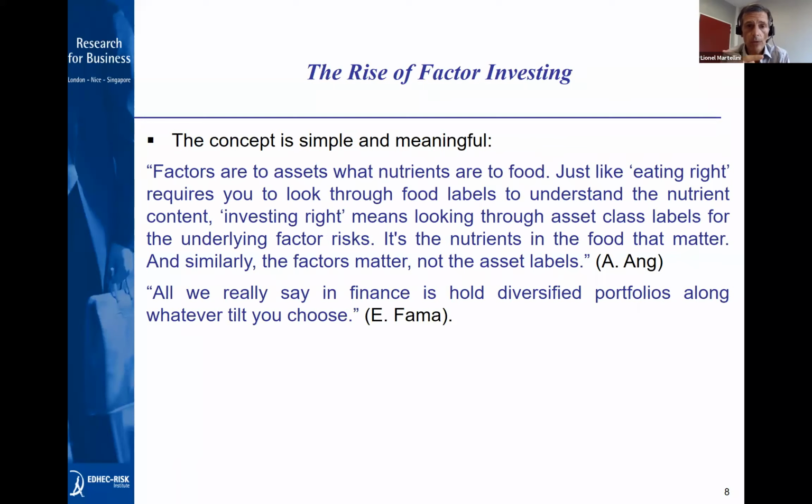Let me quote a couple of my colleagues that have made very clearly and very eloquently a point about why factors are useful. Well, factors are to assets what nutrients are to food. Eating right just requires you to look through labels to understand the content. In the same way, investing right means we should look through asset class labels, which can be confusing and somewhat arbitrary, and we should be looking at the underlying risk factors.